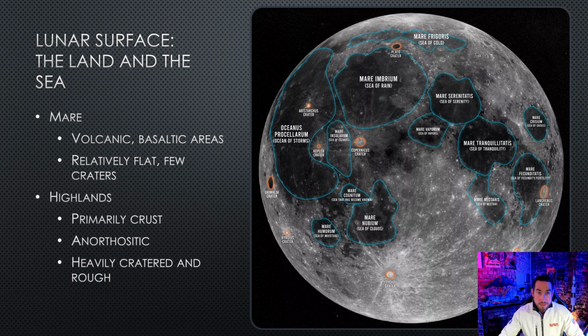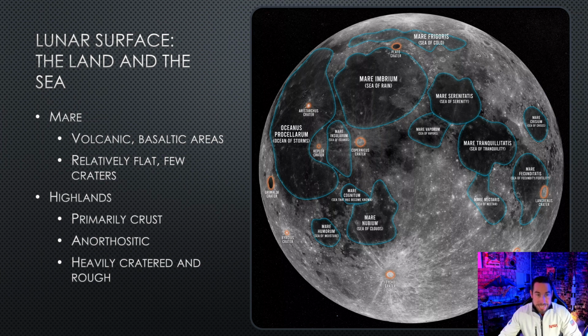The majority of Maria are on the near side of the moon. There's actually very few on the far side. And actually, SLS launched the Orion for the Artemis 1 mission. Orion is the capsule. Right now, Orion is in a retrograde orbit. It's on the back side of the moon. It's taken some amazing pictures of the far side of the moon. So actually, if you go and look at those, you'll see that there are very, very few of these darker Maria that are present on the backside.